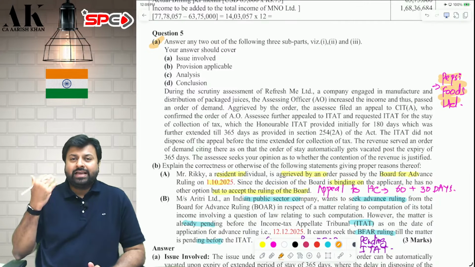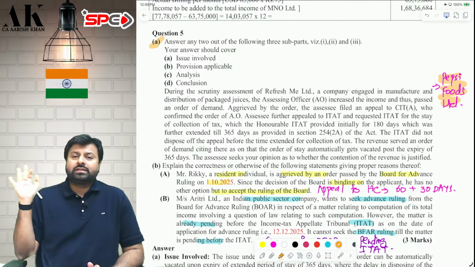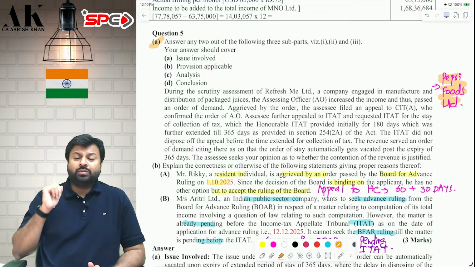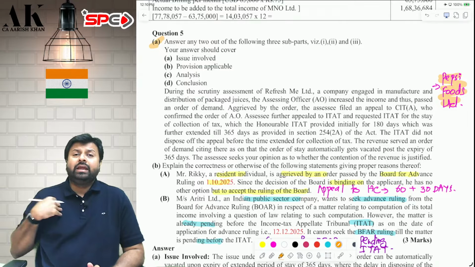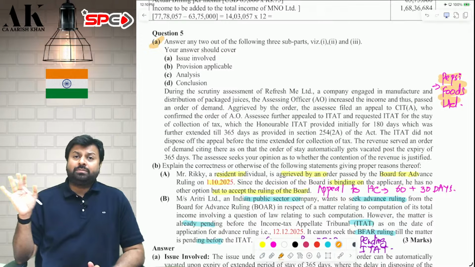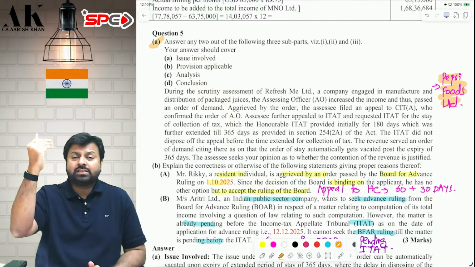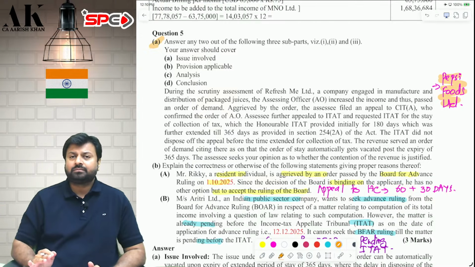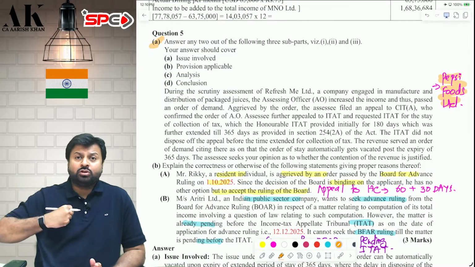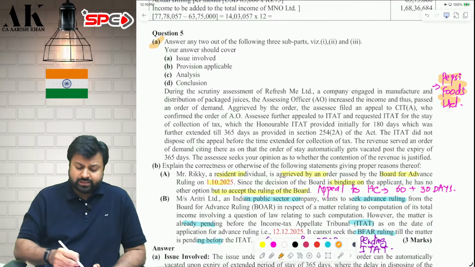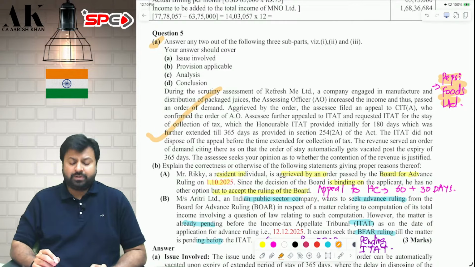Then the question is, can you extend beyond 365 days? The law says that you cannot. But here comes the Supreme Court in the case of Pepsi Foods Limited, which says that if the delay is attributable to ITAT, not to assessee, then beyond 365 days also you have to extend the stay. You have to extend the stay beyond 365 days also if the delay is not attributable to the assessee. I hope it is clear to all of you. This is what was written in this particular case law.